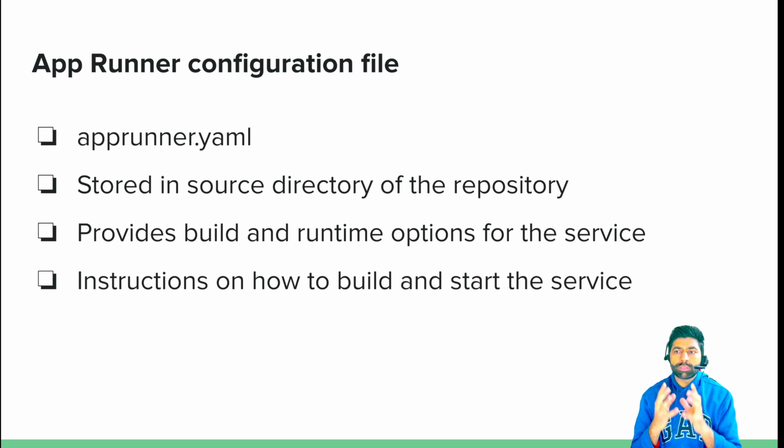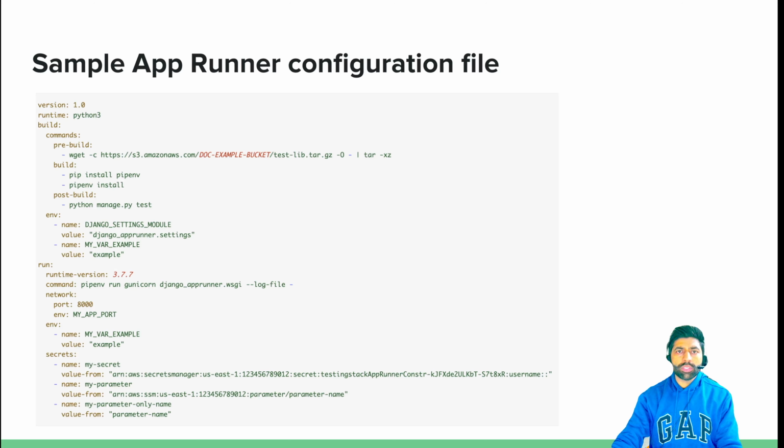The values in this file instruct App Runner how to build and start your service and provide the runtime context such as network settings and environment variables. So let's look at a sample App Runner configuration file. This sample App Runner configuration file is for a Python application.